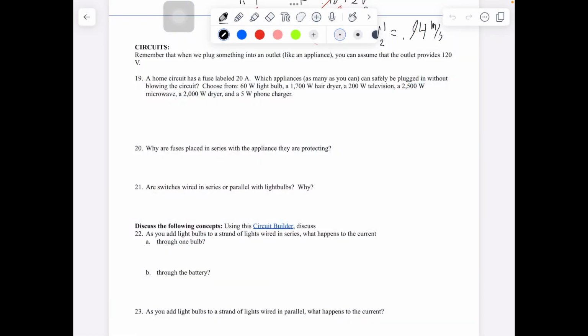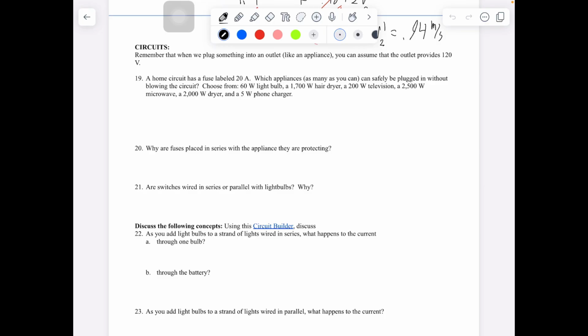Alright, looking at circuits. Remember that when we plug something into an outlet, you can assume that the outlet provides 120 volts. Number 19, a home circuit has a fuse labeled 20 amps. Which appliances, as many as you can safely, can be plugged in without blowing the circuit? Choose from a 60-watt light bulb, a 1700-watt hairdryer, a 200-watt television, a 2500-watt microwave, a 2000-watt dryer, and a 5-watt phone charger.